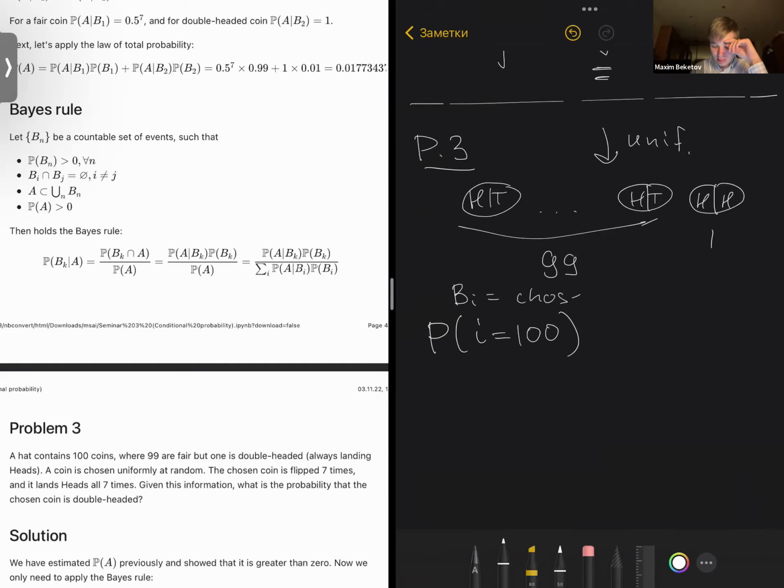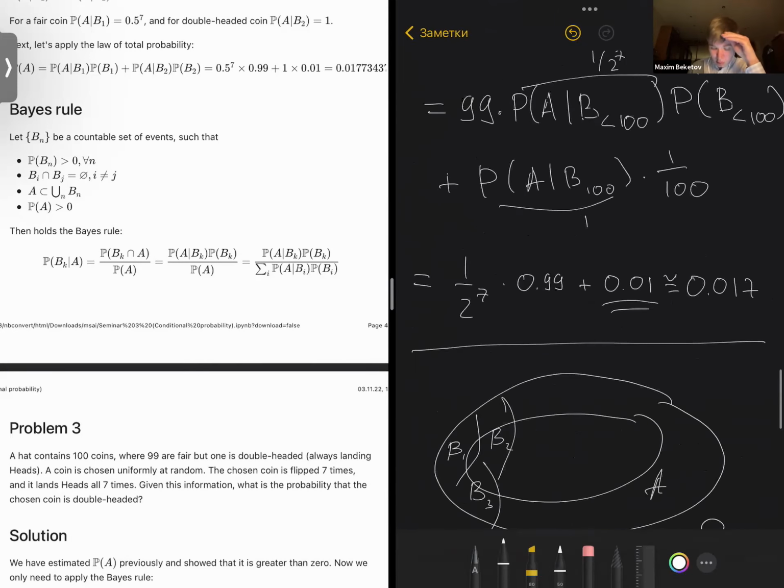We've chosen ETH coin, and we want to find the probability of B_i being equal to 100. So I can just write the probability of B100 given A, that we've seen 7 heads, right? Can we find this if we have the result of the previous problem?